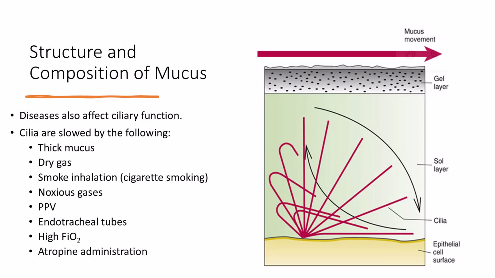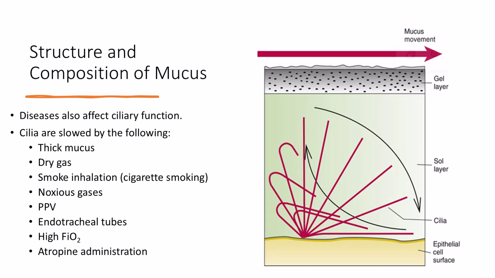Atropine administration. The effect of administering atropine, an anticholinergic drug, is that it reduces mucus secretion and can dry out the airways. This impairs mucociliary clearance and increases the risk of mucus plugging. The mechanism of how it has this effect is that atropine blocks parasympathetic activity, reducing the activity of submucosal glands and goblet cells, which are responsible for mucus production.